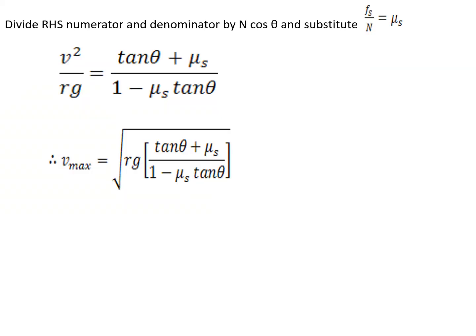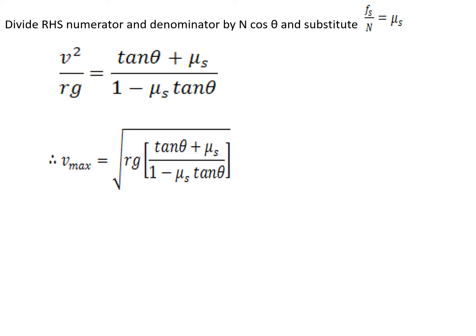Now divide the numerator and denominator on the right hand side by n cos theta and substitute fs upon n is equal to mu s. That is, the limiting force of static friction is directly proportional to the normal reaction. That is the first law of static friction. We get V square upon Rg is equal to tan theta plus mu s divided by 1 minus mu s tan theta. So the maximum speed with which the vehicle can be driven on a banked road is equal to under root of Rg in the bracket tan theta plus mu s divided by 1 minus mu s tan theta.